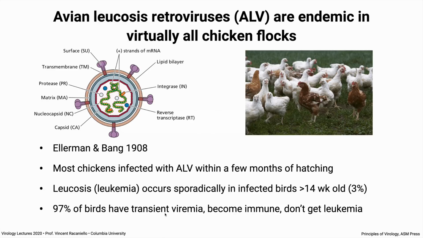The other 90% of the birds have a transient viremia. They get immune and they don't get leukemia. And that's the end of that. So every chicken you eat, every egg came from a chicken that at some point was infected with an ALV. I bet you didn't know that.